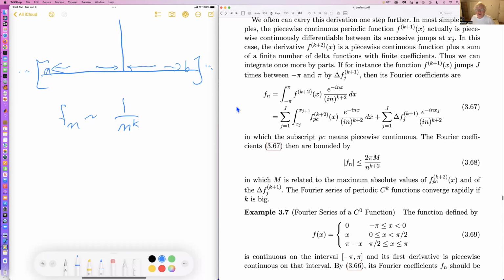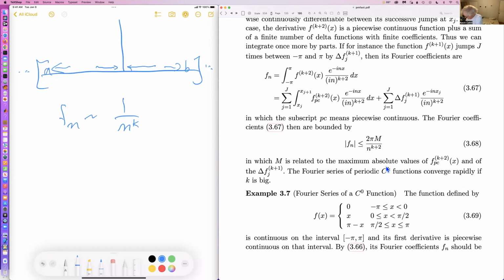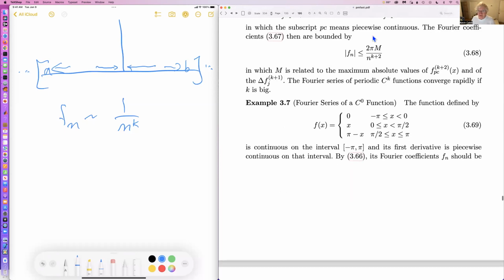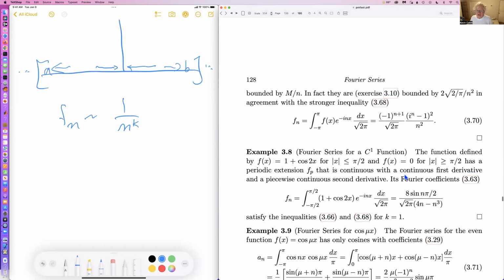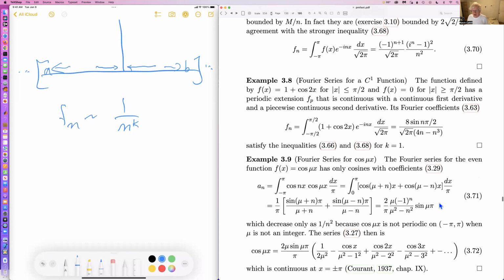So the idea here is that you have, in general, the absolute value of the nth Fourier coefficient for a function in class C^k goes as 1 over n to the k plus 2. I forgot to mention C^k there. So that was one example. Then in the case of C1, indeed, it goes as n to the 1 plus 2.